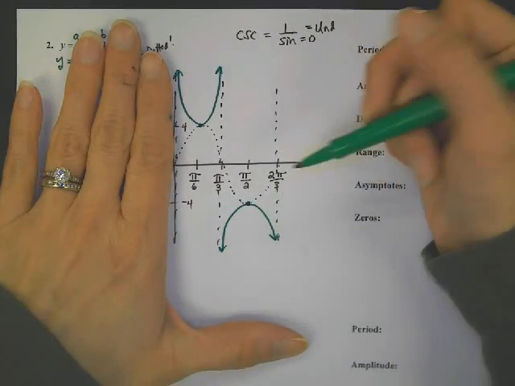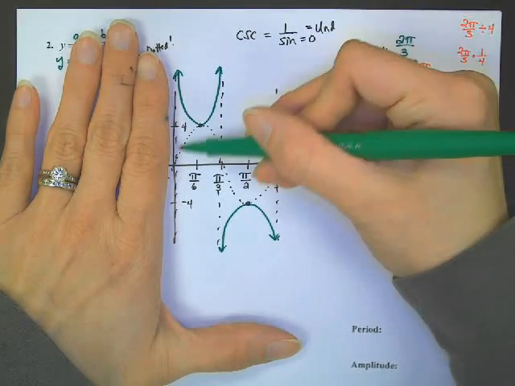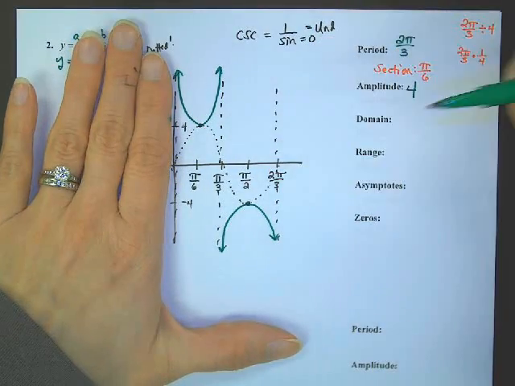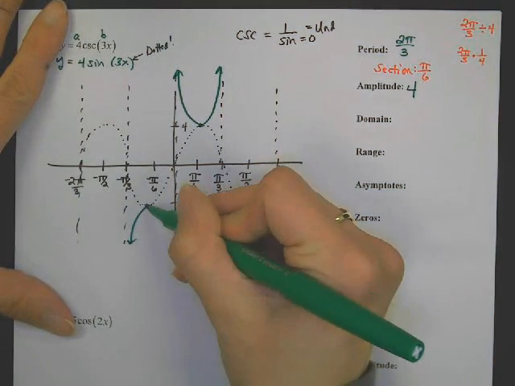This is one period, one up and one down branch. This is one sine graph. This is one period of cosecant. Let's go over here and draw the other two parabolas.